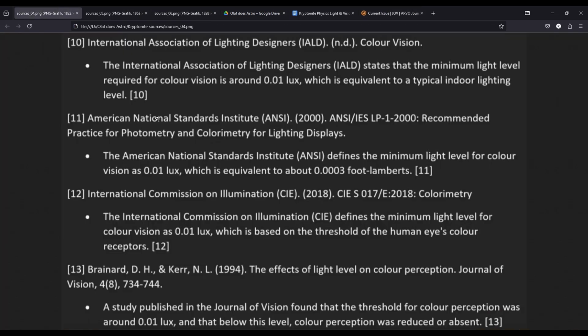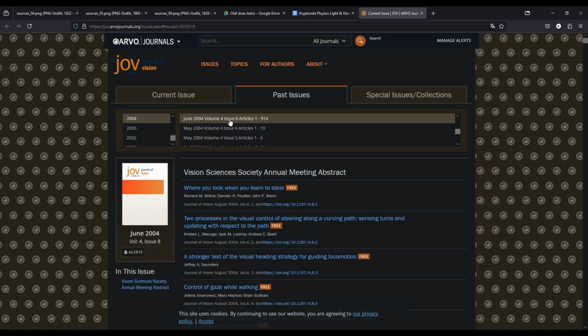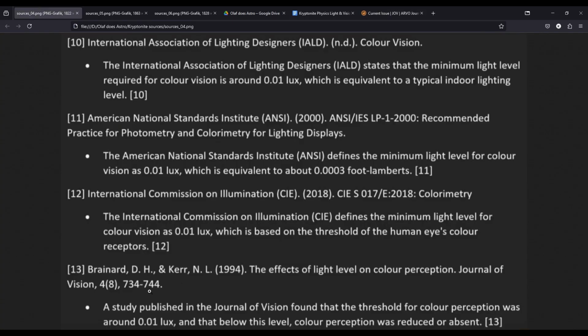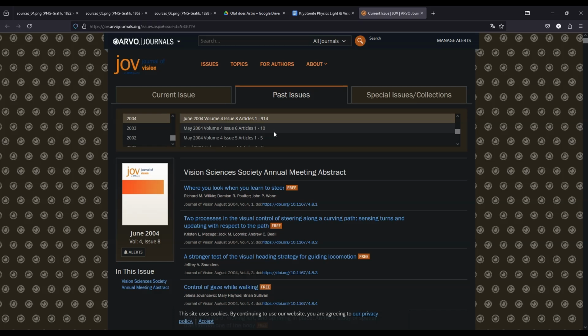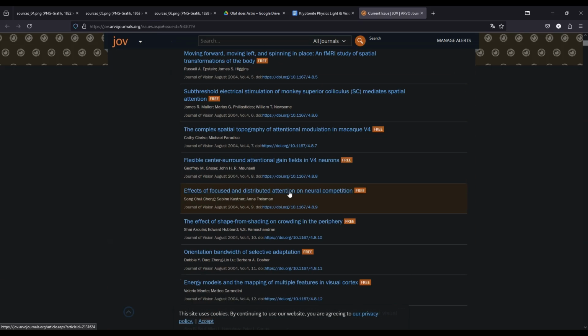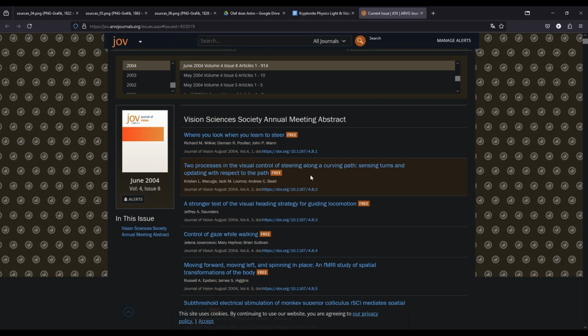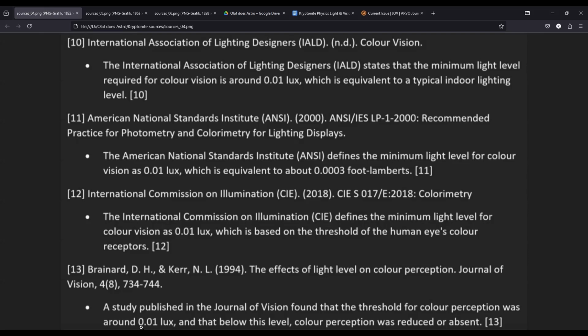We have here Volume 4, Issue 8, pages 734 to 744. Now we can already guess what has happened. Unfortunately, they don't give the page numbers down here, which I find extremely annoying.